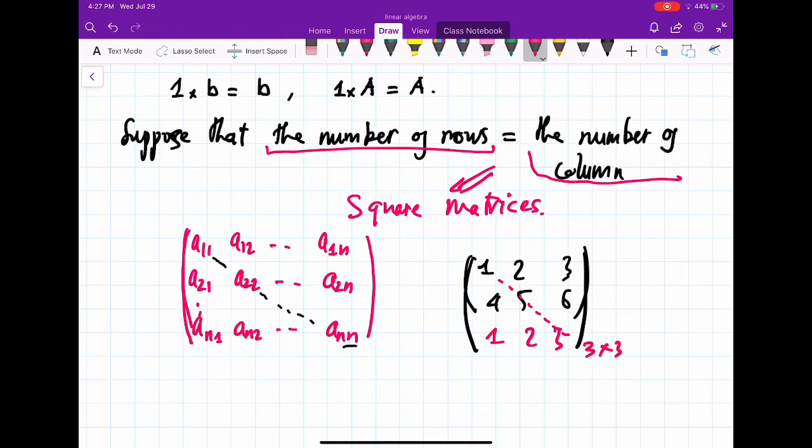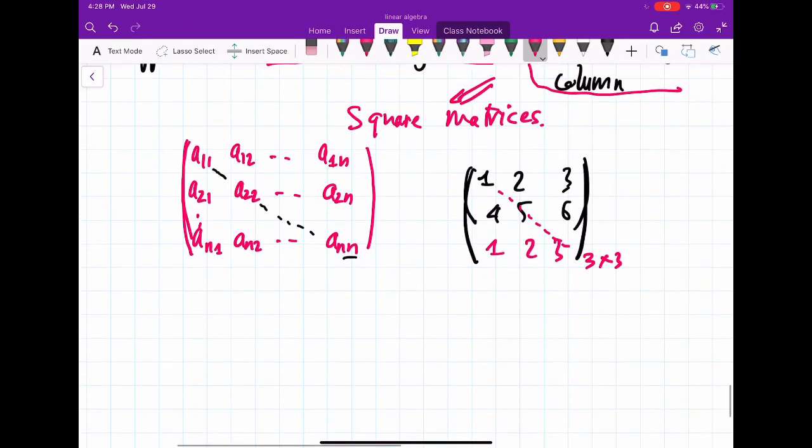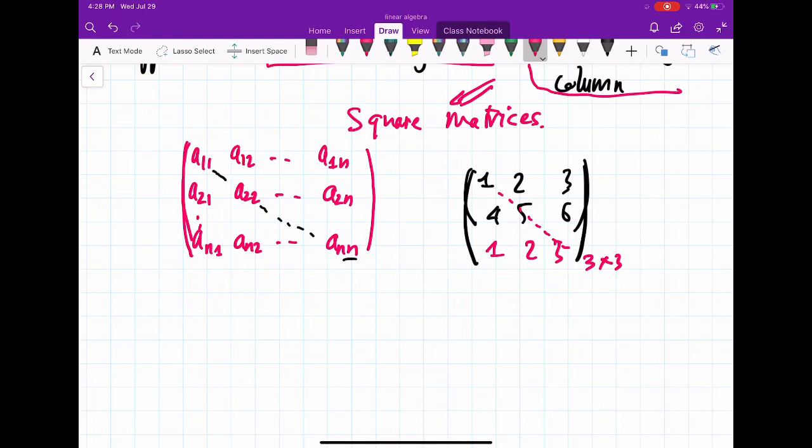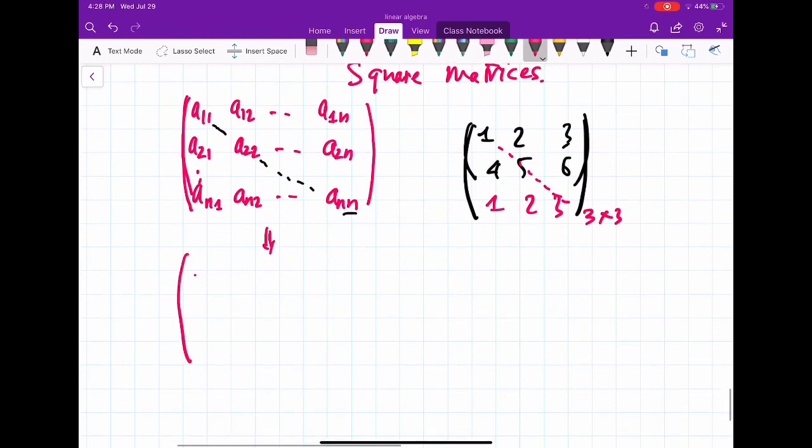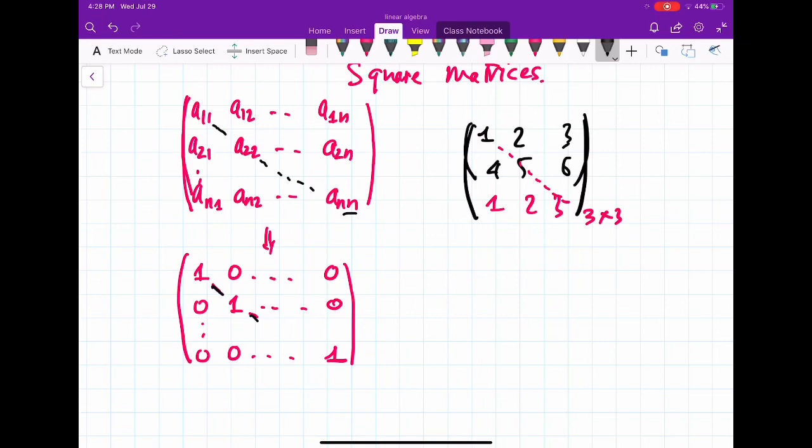Okay, so when you have a square matrix, you have the main diagonal. And when all entries on the main diagonal are ones and all the other entries are 0, you have the following matrix. You have 1, 0, and so on, 0, 0, 1, and so on, 0, 0, 0, and here we have 1. So all entries on the main diagonal are ones. So this is the identity matrix. Okay.